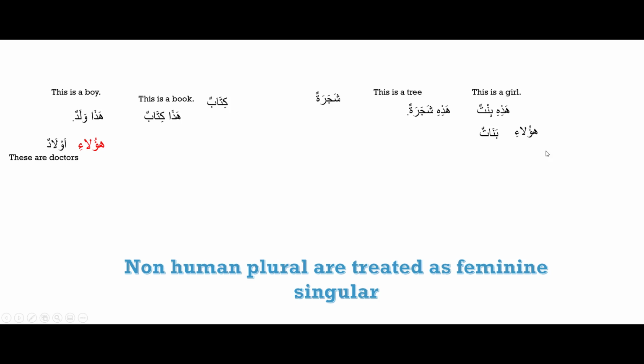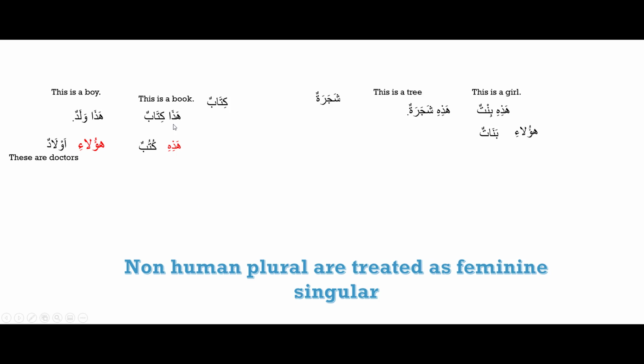Okay, now, so these were the human plurals and we have changed them to plurals and we have changed the pointer pronouns. How about kitabun? The plural of kitabun is kutubun. So when I want to say these are books, what kind of pointer am I going to use? Am I going to use haulai again, or will there be a different kind of pointer? So here is the rule: non-human plural is treated as feminine singular. So the feminine form of pointer I'm going to use is hazihi, hazihi kutubun. So this is how this rule works.